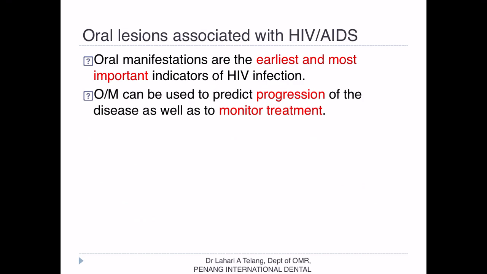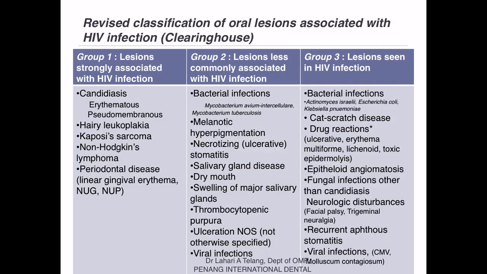We've known enough about this disease already, but it's important for us to again mention here oral lesions associated with HIV or AIDS. Oral manifestations are the earliest and most important indicators, and oral manifestations can be used to predict the progression of the disease as well as to monitor treatment. That's the reason why dentists play a very important role in monitoring and even identifying patients.